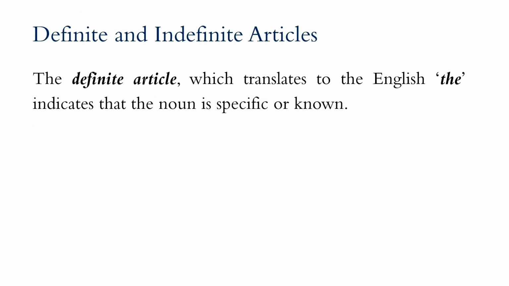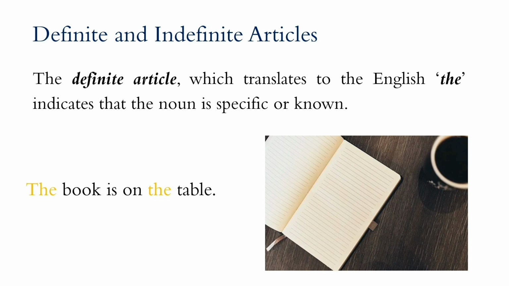Moving on to the article. So there are 2 types of articles, definite and indefinite, and this is the same in English. So the definite article, which translates to the English the, indicates that the noun is specific or known. So for example, the book is on the table. El libro está sobre la mesa. Here we are referring to a specific book that's on a specific table.